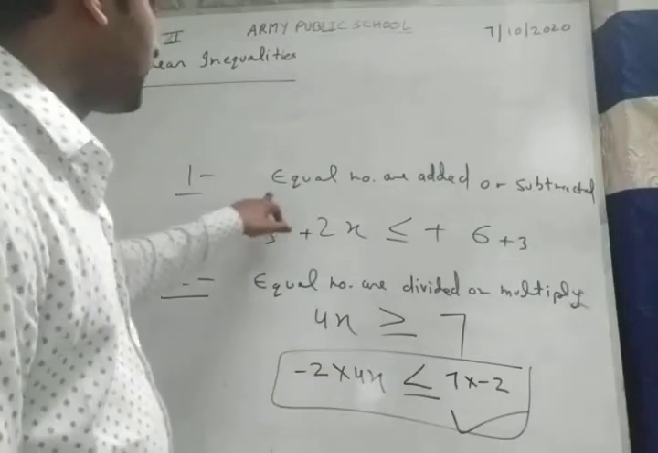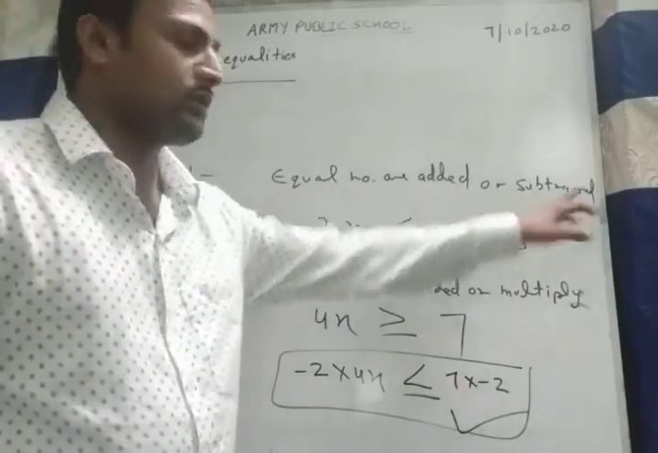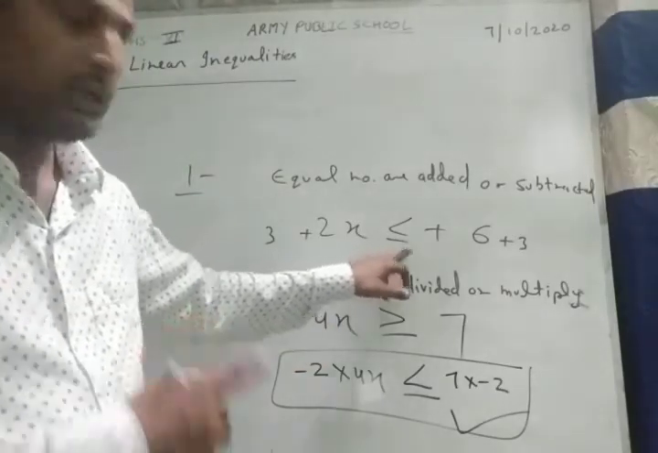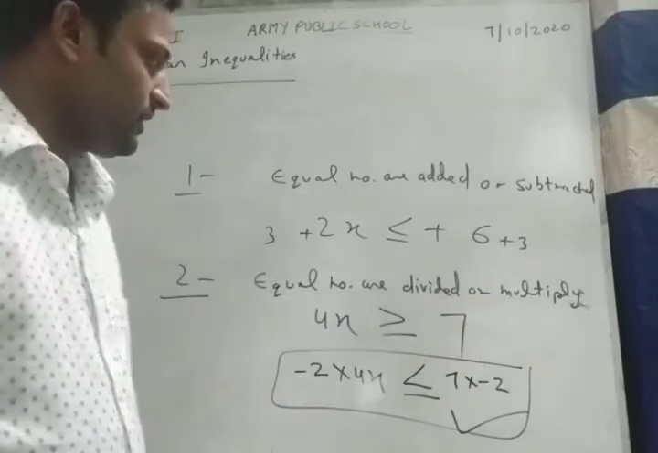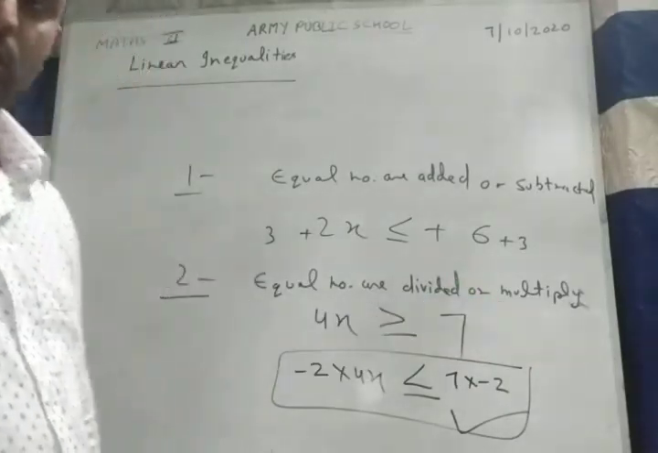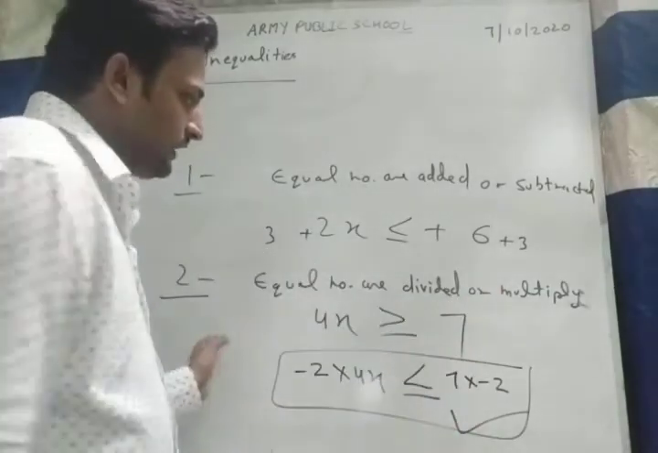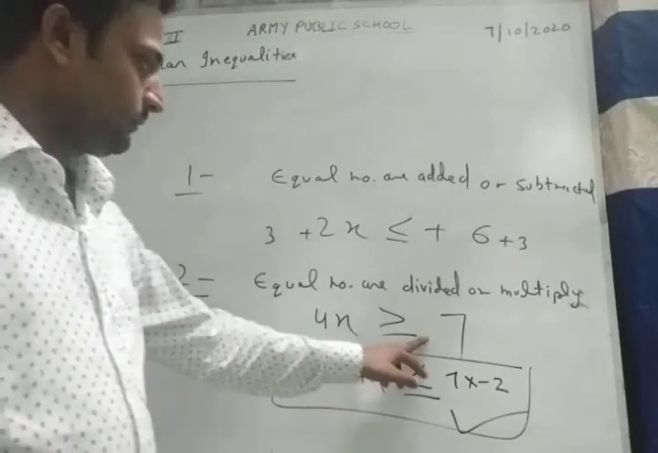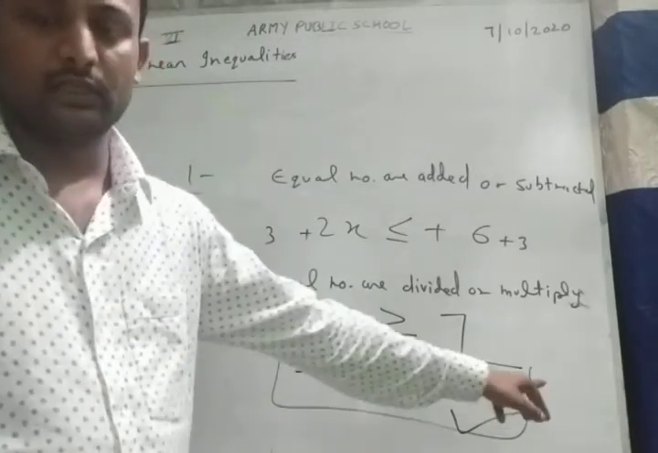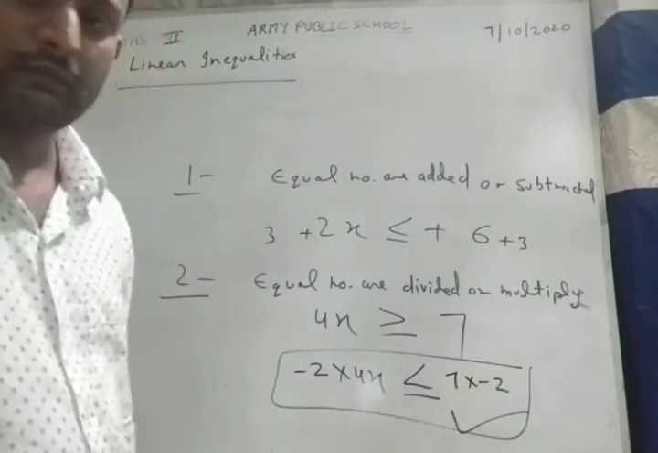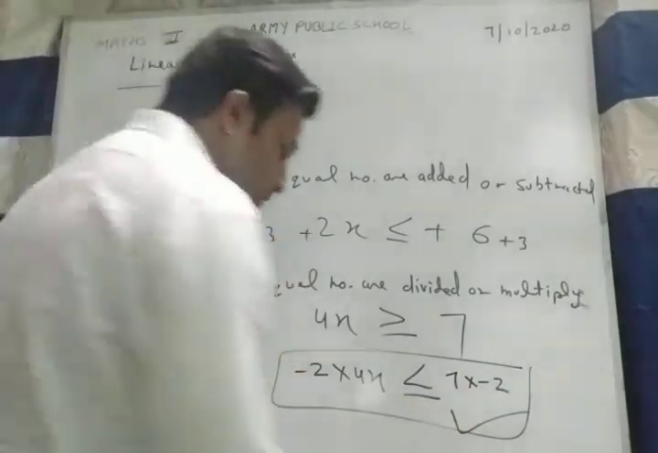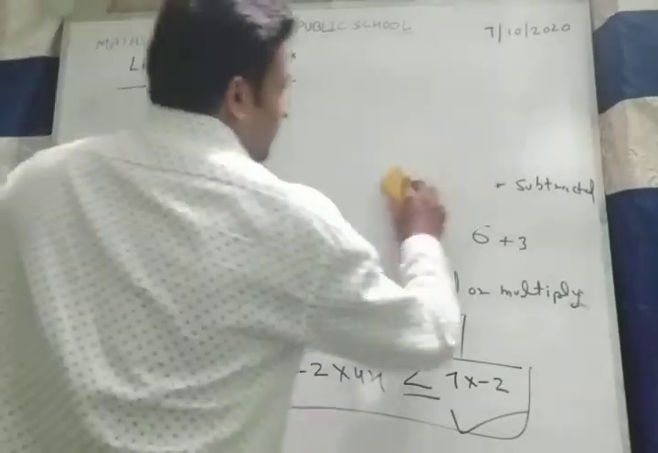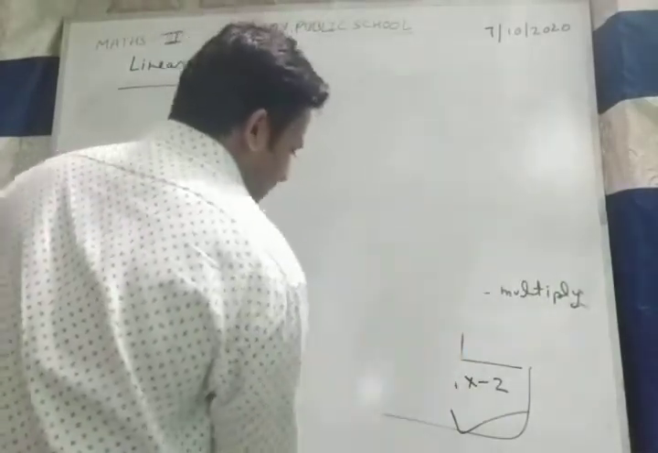The first rule is what? If equal numbers are added or subtracted, then no sign will be changed. If we multiply or divide by the same positive number on both sides of the inequality, then the sign of the inequality will not change. But if we divide or multiply by a negative number on both sides, then the sign of the inequality will change. So we will keep these two rules in mind, and we will solve the problems of our exercise.